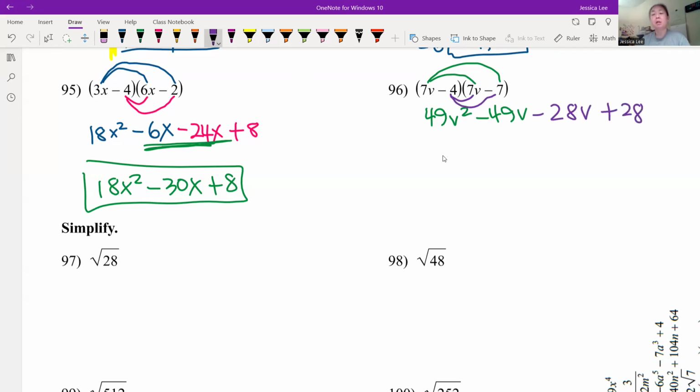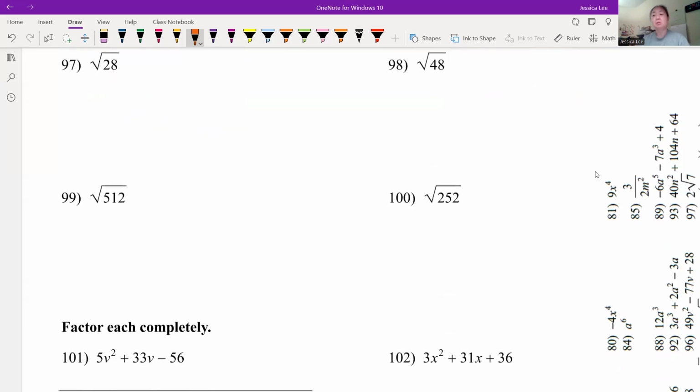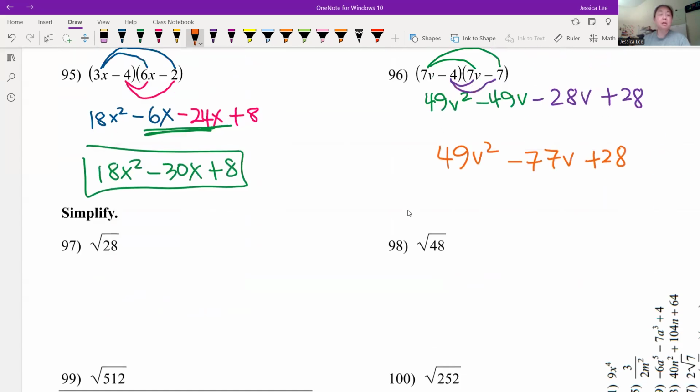So again, we're going to combine like terms. So we have 49v squared minus 77v plus 28. All right, there we go. Yay. Okay. Oh, see, there's the answer for 96. All right, we are so close to being done. It says simplify.